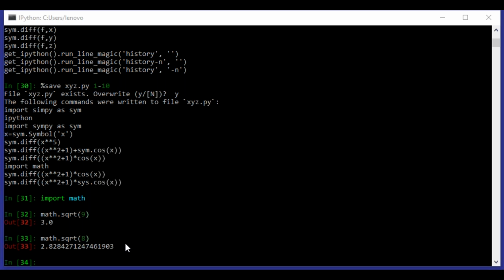We can represent this root 8 in another way. We know root 8 is equal to the square root of 4 into 2, therefore 2 root 2. Root 8 can be represented as 2 root 2. This is where symbolic computation comes in. Here we have already imported the SymPy package. Then we can try this with SymPy.